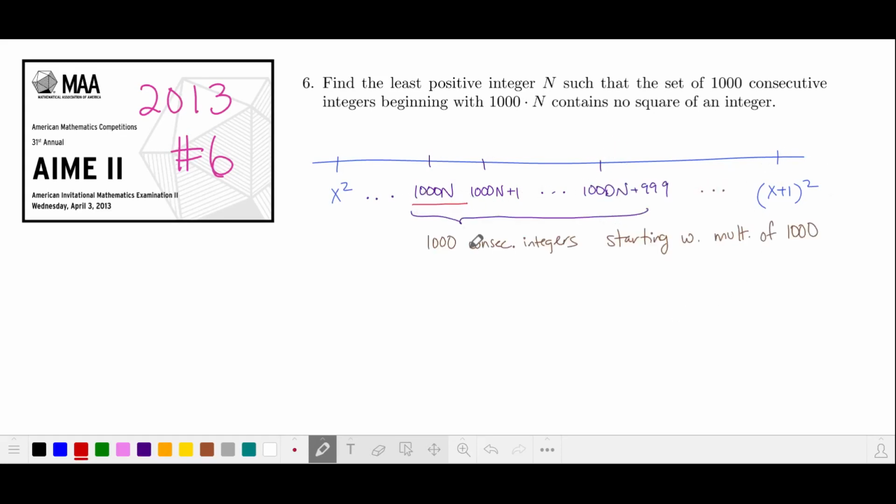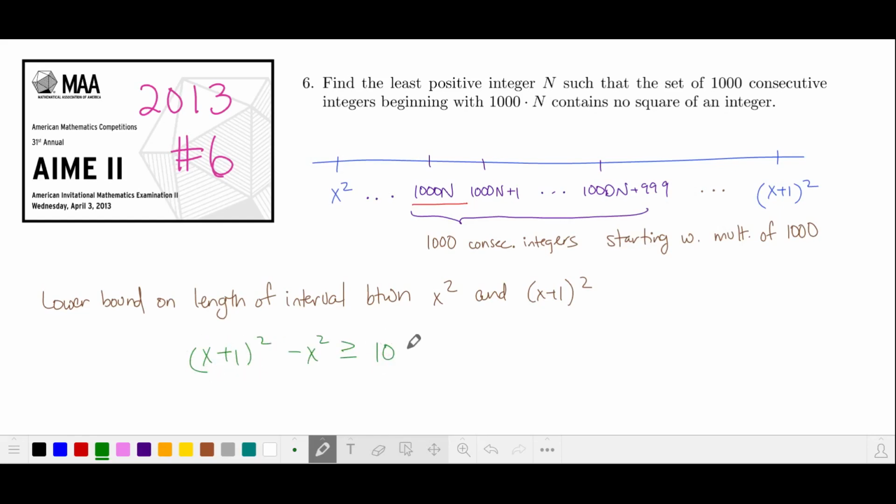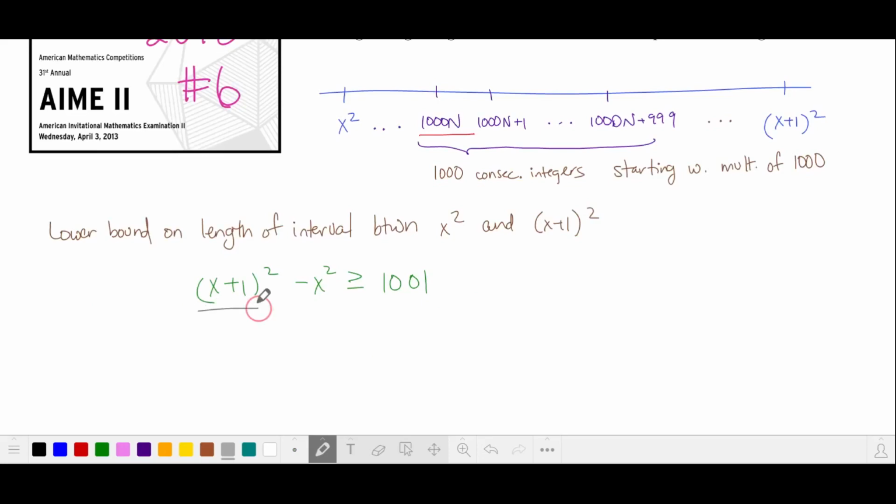Let's ignore this multiple of 1,000 restriction first, and we'll find the lower bound on the length of the interval between these two consecutive perfect squares. We need to squeeze in at least 1,000 consecutive integers between x squared and x plus 1 squared. So if we subtract these two, we need this to be greater than or equal to 1,001. If you FOIL this out and subtract x squared, you're left with 2x plus 1. So x is greater than or equal to 500.